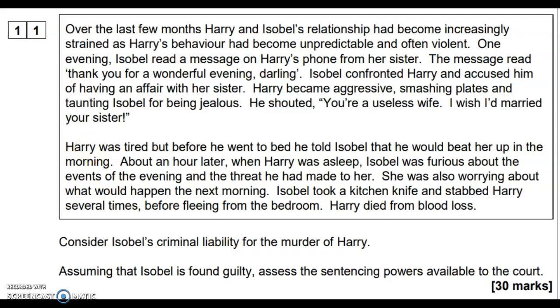So I hope this video has been helpful in just showing you how you would go about answering these 30-mark questions. And as I show you in my step-by-step videos also on my channel, you should use the IDEA method. Identify, define, explain and apply to really maximise your chances of getting full marks.